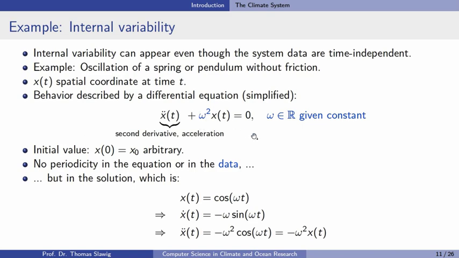And there's one parameter inside, omega squared. So omega is a given constant, a real number. And here the solution is x of t, describing the spatial coordinate at time t. Of course, this is time dependent. But nothing else here, the forcing or the parameter, this omega, is not time dependent, it's a constant, and there's a zero on the right hand side. So there's nothing from outside in the system which has some temporal dependency. And if I have now an arbitrary initial value, there is no periodicity in the equation or in the data, but there is in the solution, which you can easily check because the solution is a cosine.